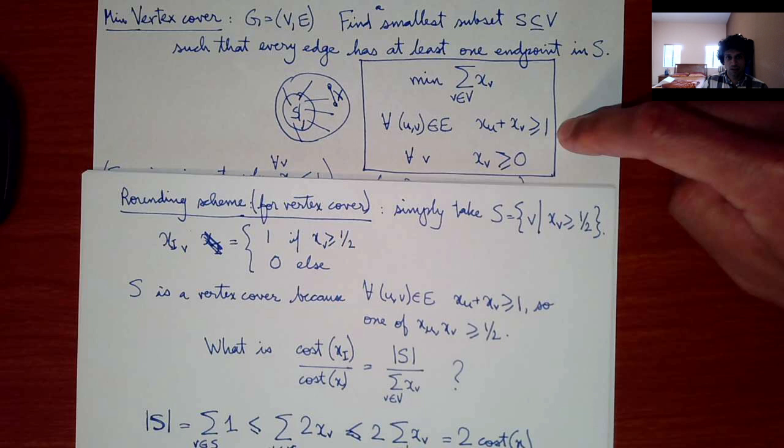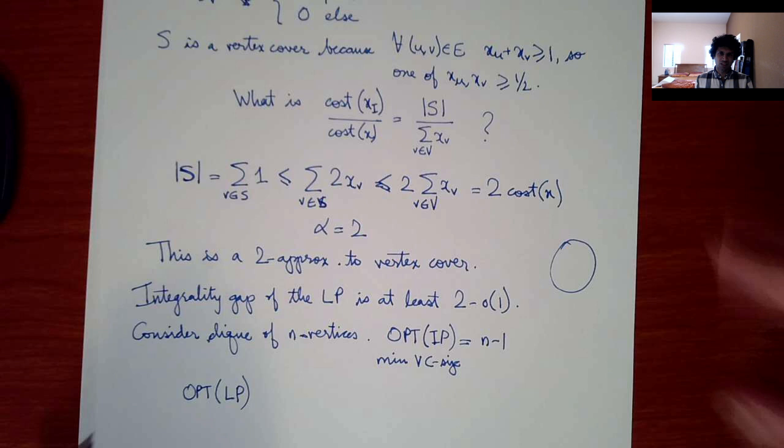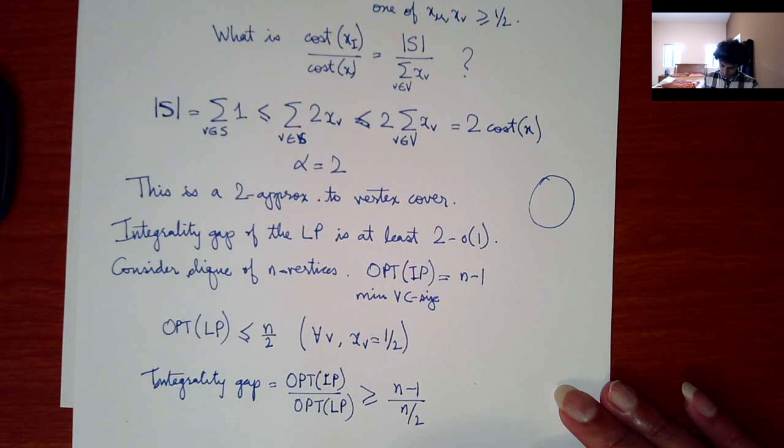So the opt of the LP is, in this case it's equal, but we can say that it's at most n over 2, right? So for all v, xv is equal to half. This is feasible. Hence the integrality gap, which is the opt of the IP divided by the opt of the LP, is at least n minus 1 divided by n over 2. And this is basically 2 minus little o of 1. We actually know that the integrality gap is at most 2, because we've proven that when we round, we'll get at most a factor of 2. So the integrality gap is basically 2.